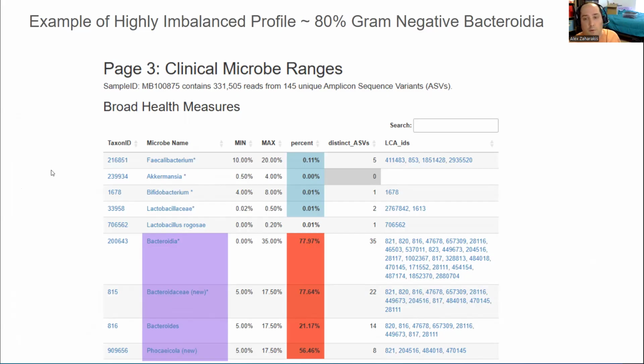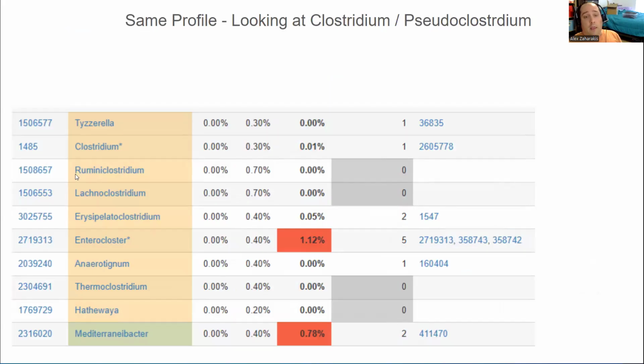So in this sample here, the person has nearly no Faecalibacterium, nearly no Akkermansia, nearly no Bifidobacterium. Lactobacillus is less than ideal, although typically it doesn't take up a big part of the microbiome in general. And then we have these huge levels of Bacteroideia, right? If we were to look at the Clostridium or pseudo-Clostridium section here, we have Enterocloster taking up a percent. This is not ideal. The relative issue, in terms of abundance, this is abundance of the entire sample. One is 80 versus one is a percent here.